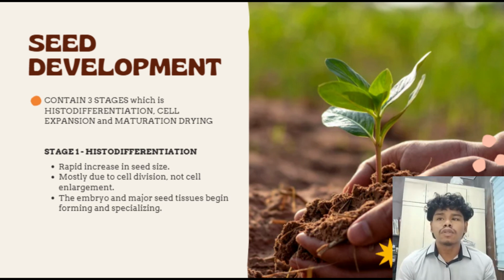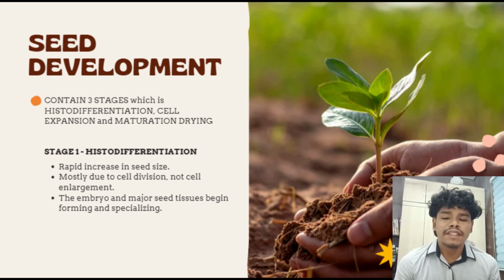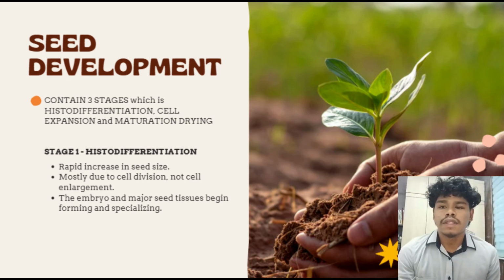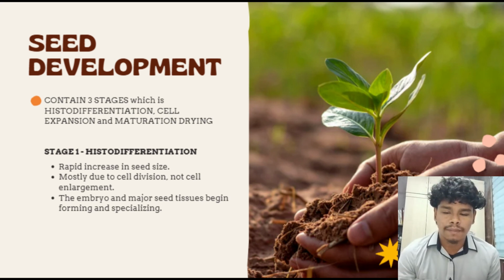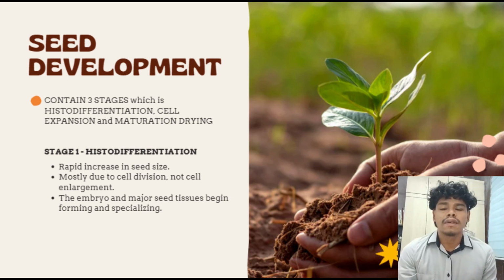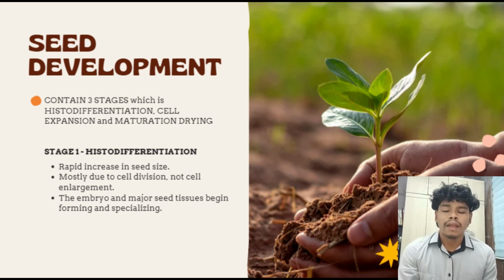And now let's move on to seed development. Seed development contains 3 stages, which are histodifferentiation, cell expansion, and maturation drying. Let's move on to stage 1, which is histodifferentiation. What happens here is a rapid increase in seed size, mostly due to cell division, not cell enlargement. The embryo and major seed tissues begin forming and specializing.